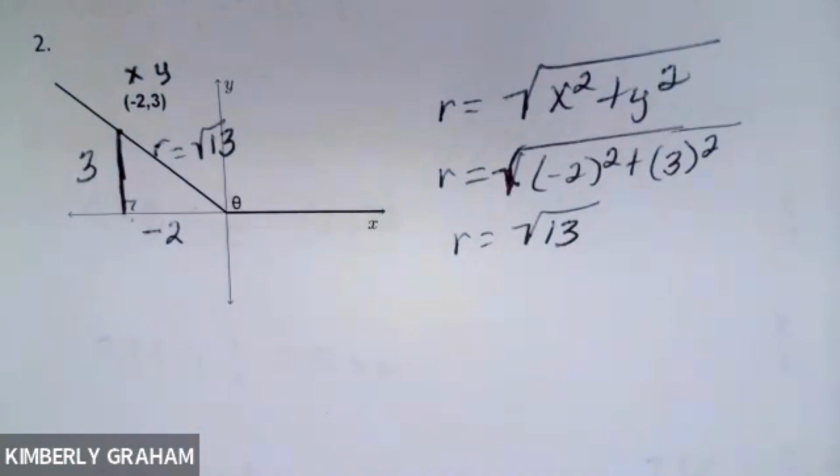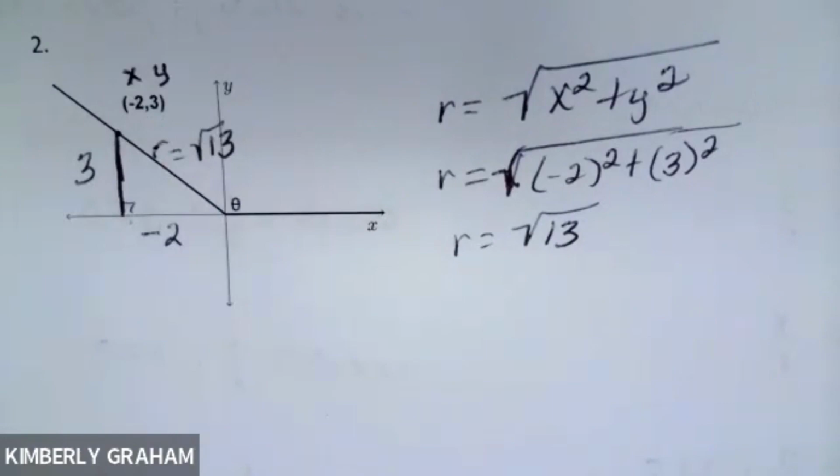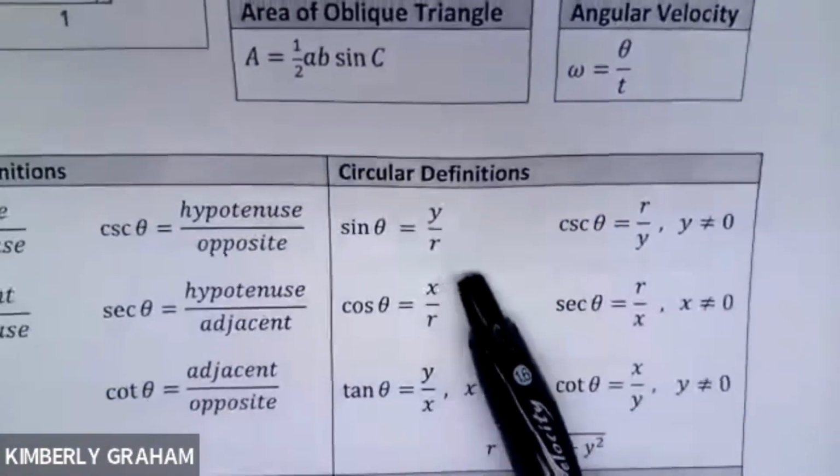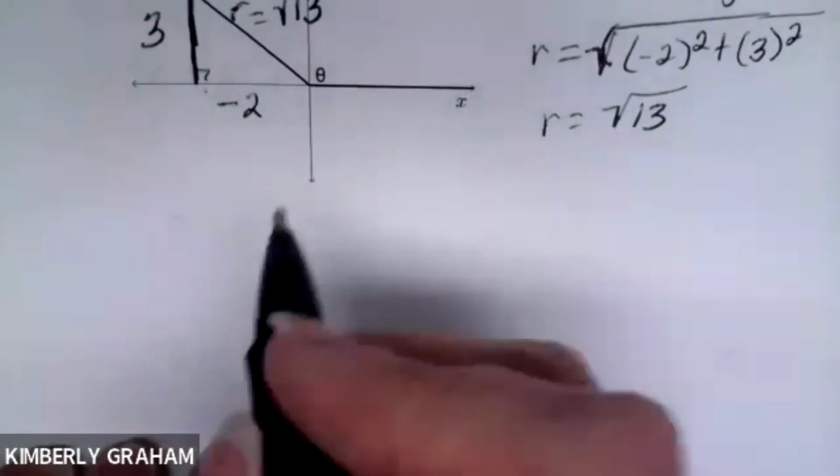Any questions on what I've done so far? Okay, so I know the values of X, Y, and R. So now I can use those formulas that are on my reference sheet to find all 6 of my trig functions.